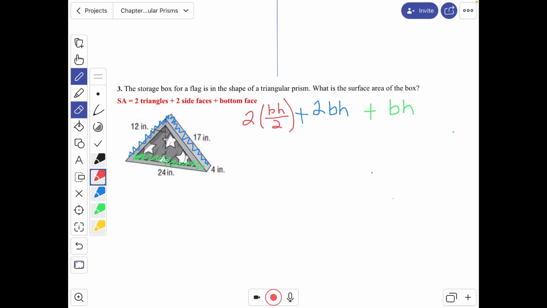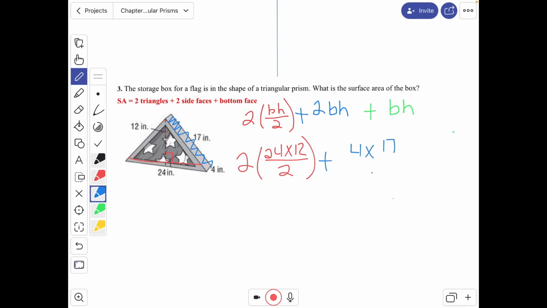Now let's go back and plug in some of the numbers. The base of the triangle is 24, and the height, remember height has to be at a right angle, and there's a line pointing to the height of the triangle, which is 12, all divided by 2, plus this rectangle on the side, which is 4 times 17, and remember there's 2 of them, plus the one on the bottom, which is 24 times 4. And then, of course, you'll need to work those out.